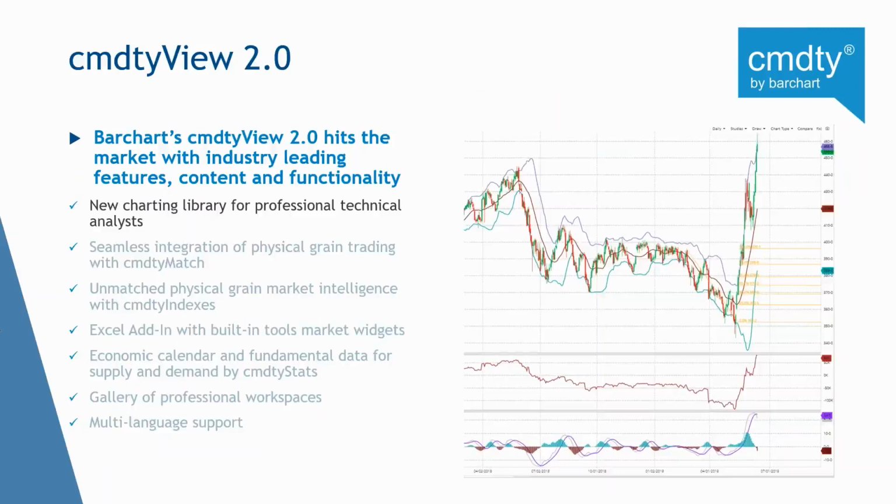Okay, let's take a look at CommodityView 2.0 and some of the new features, content, and functionality that have been released with that new version. It has a brand new charting library, so it's much faster, much higher performance. It has the tools and capabilities that professional technical analysts need, and evidence of that are some of the charts and graphs and analysis that you just saw from Darren a few minutes ago.